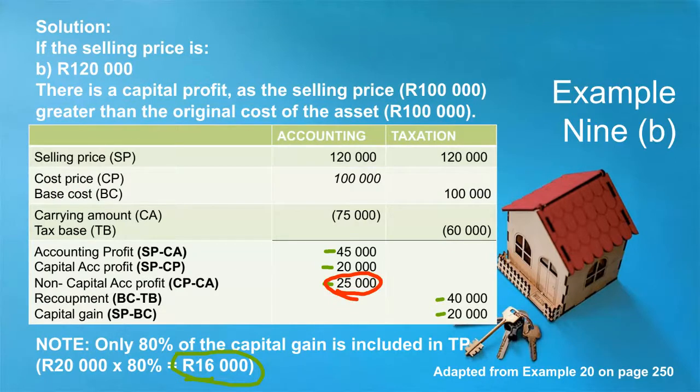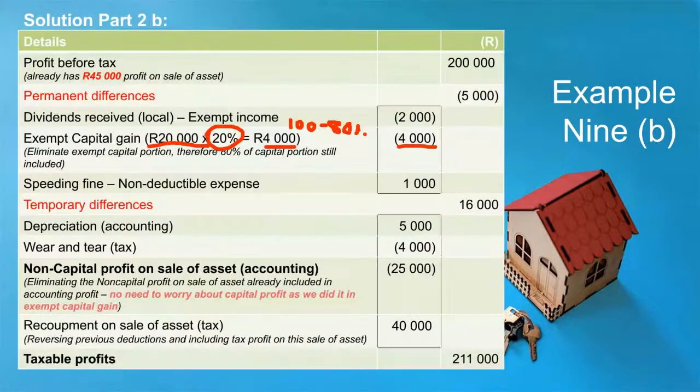We say, okay, we added it when we were calculating profit before tax. So if you want to remove that, we're going to minus or subtract it. And then we're going to replace it with the recoupment, so we're going to add the 40,000. Similar to what we did in the last example. Does that make sense to everyone? This is exactly the same as the last example.